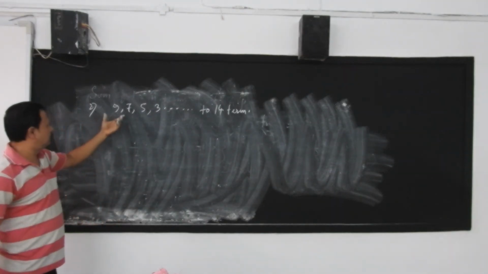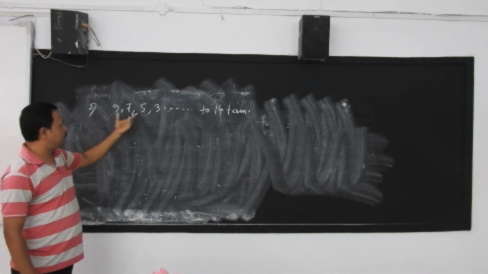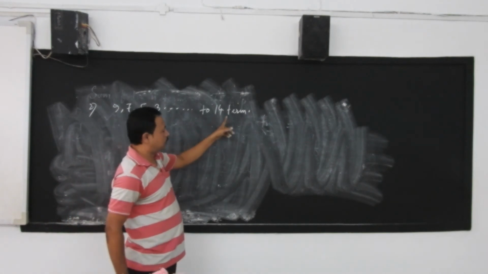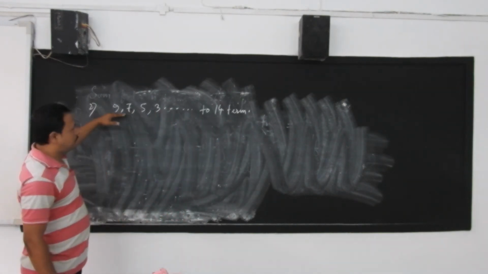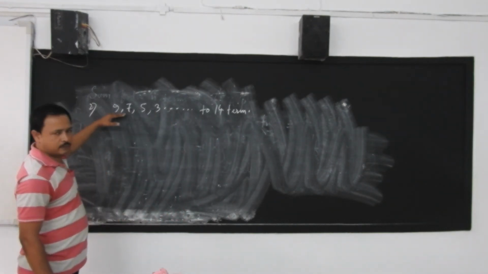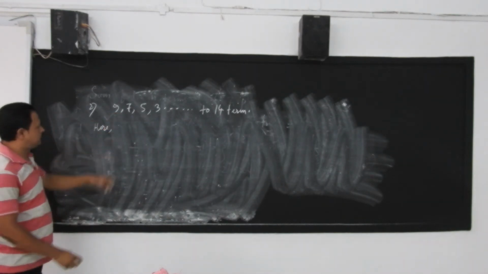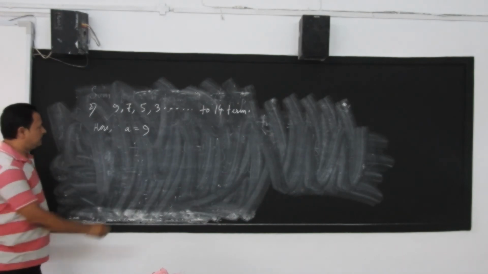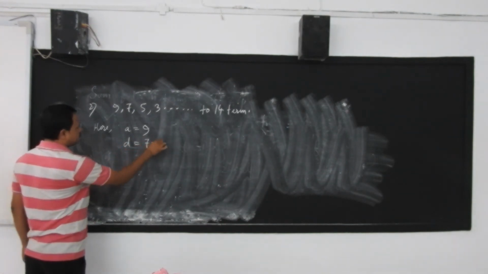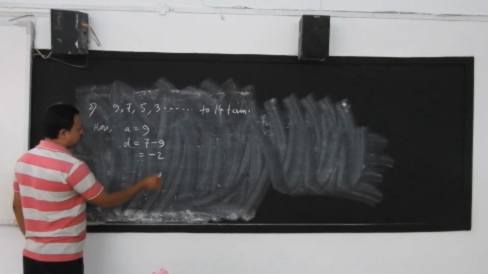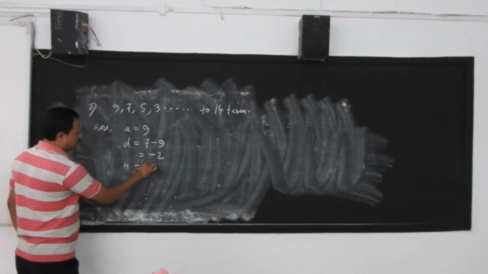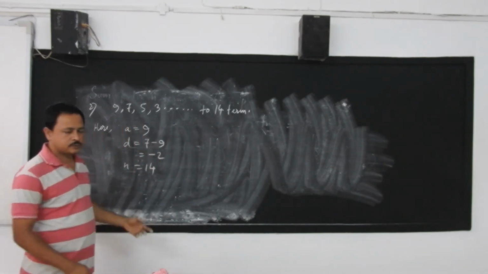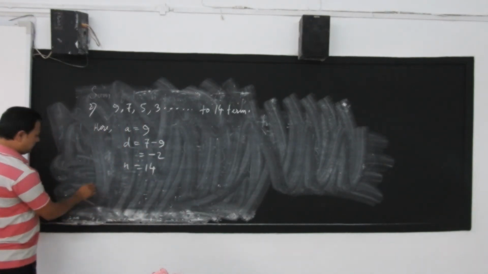See this question. Find the sum of 9, 7, 5, 3 to 14 terms. That means you have to find out the sum of 14 terms of this AP. Here, how to solve this one? Here, a equal to 9, that means the first term is 9. d equal to 7 minus 9, that means minus 2, and n equal to 14, because we are going to find the sum of 14 terms. That's why n equal to 14.